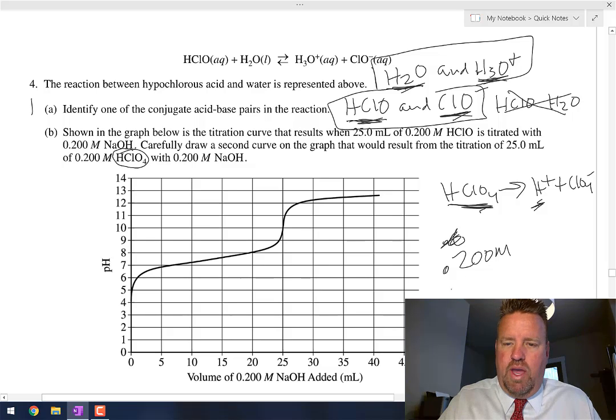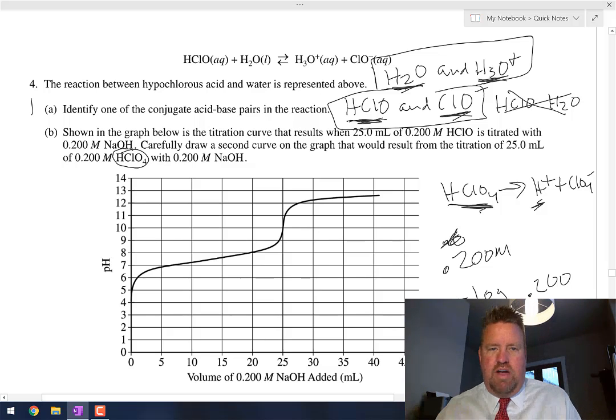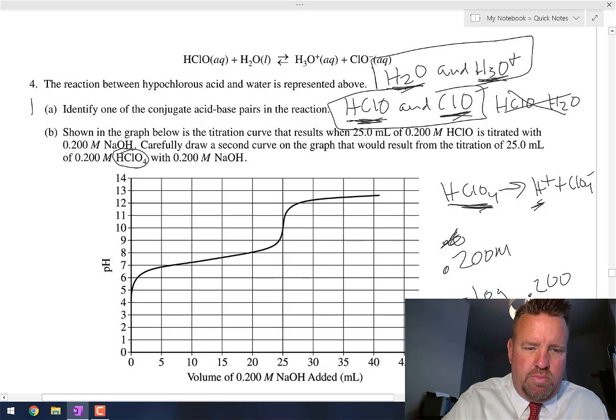So to get the pH, it's equal to the negative log. So I took the negative log of 0.200, and I got the initial pH of the HClO4 is 0.74. And the reason that I did that is because now if I'm going to draw the graph, where does the pH start? It starts down here on the graph.